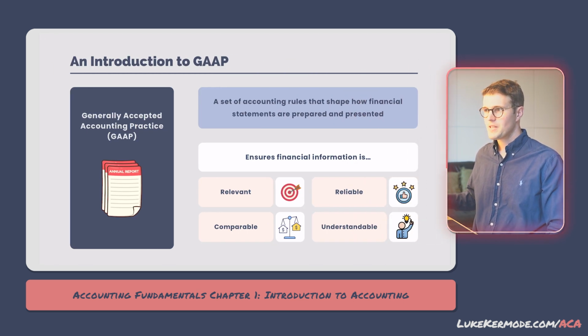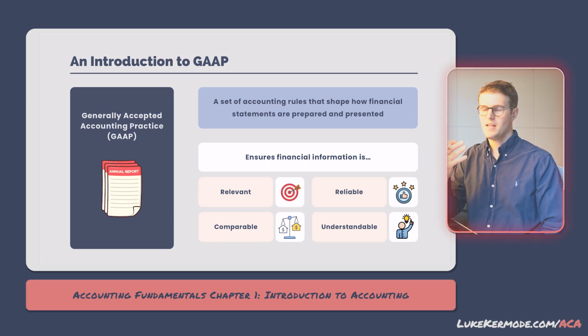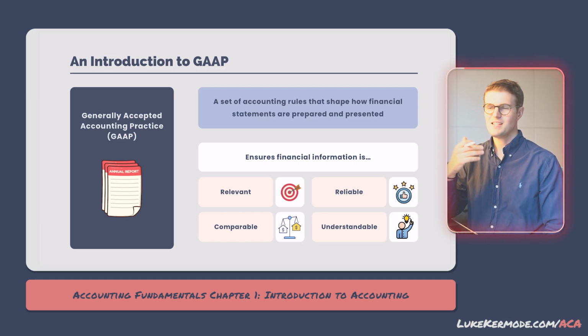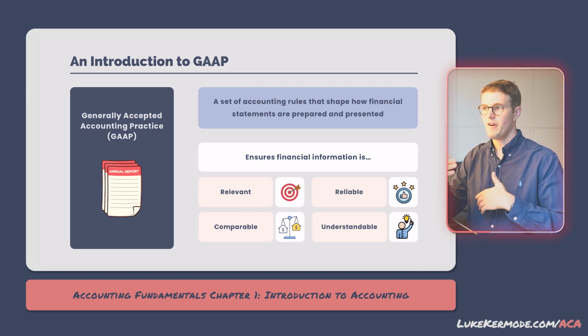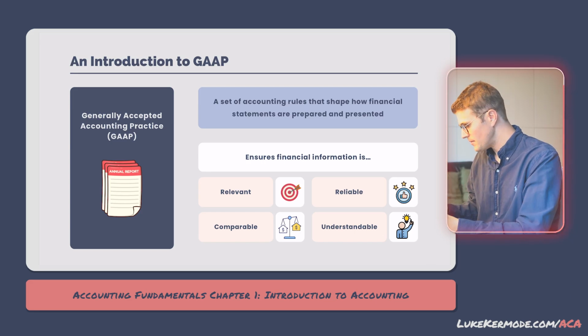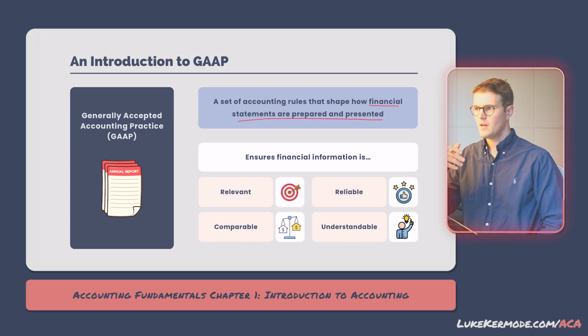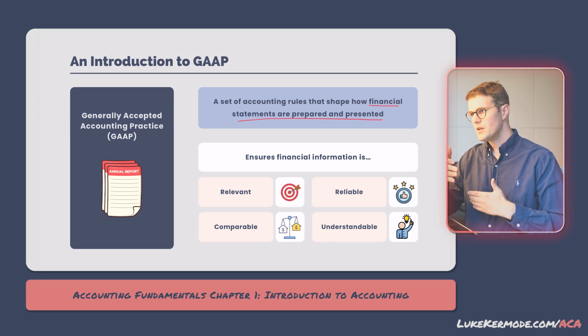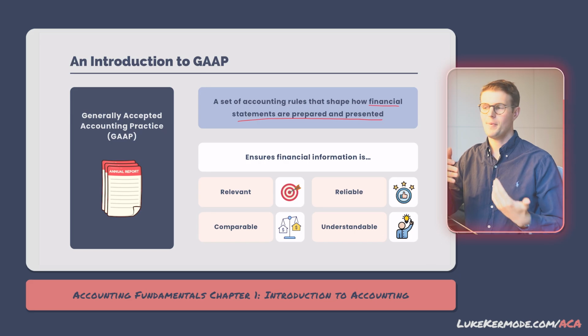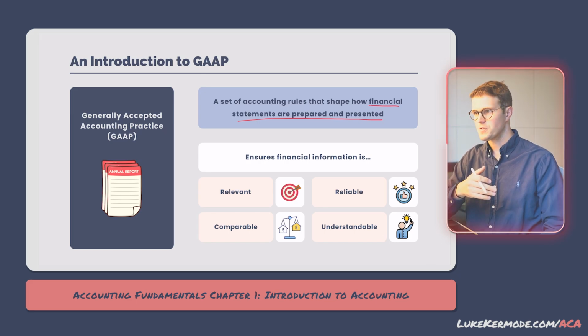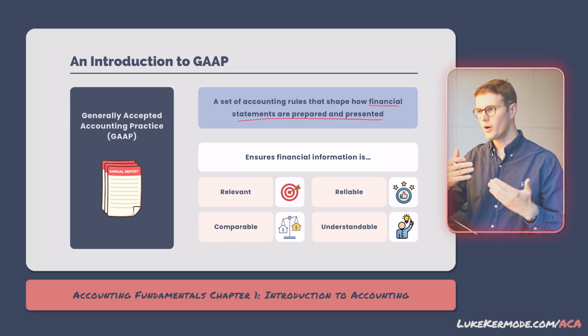GAAP. So GAAP stands for Generally Accepted Accounting Practice, and it's a set of guidelines that shapes how financial statements are prepared and presented. The main goal of GAAP is to ensure that financial information is useful to the people who rely on it to make economic decisions. GAAP ensures that financial information has 4 key qualities.